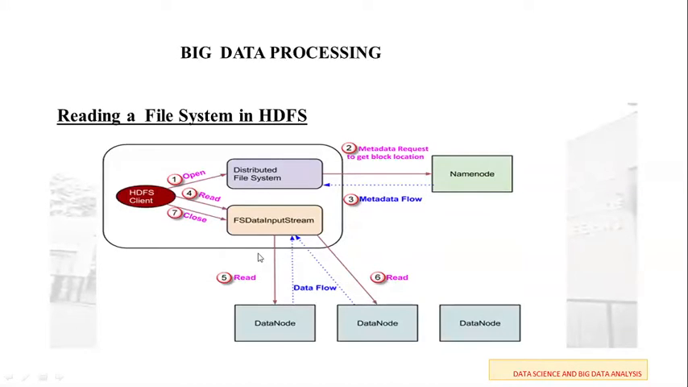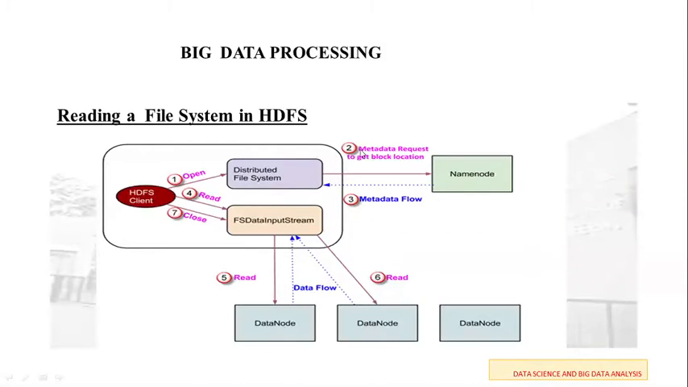So in the first stage, we are performing the reading operation. First, the client initiates the read request by calling the open method of the file system object. It is an object of type distributed file system. So this is your first operation.